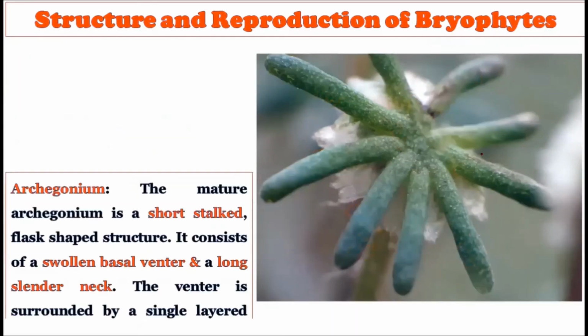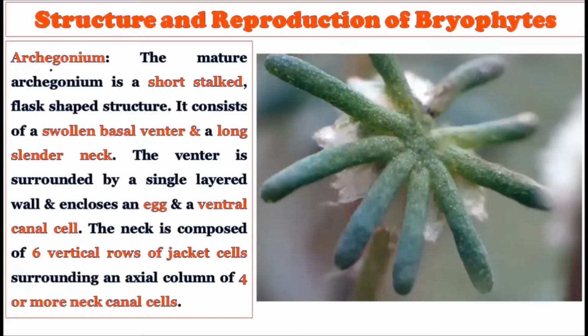Okay, now consider the archegonium, how the archegonium structure is. The mature archegonium has a very short stalk and a flask shaped structure. Just like this, it contains the flask like structure like this. And it consists of the swollen basal venter. This is called the venter, swollen basal venter, and the long slender neck. This portion is called the neck. Okay, the basal swollen portion and the neck portion are there.